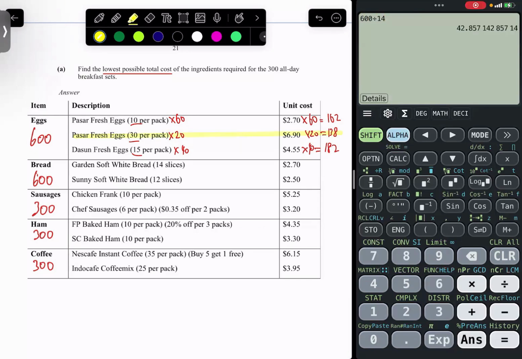If we buy 14 slice, we need to buy 43 cents. Okay, so 270 times 43. If we buy 12 slice, we need to buy 50 cents. So 270 times 43, we'll get 116.1. 250 times 50, we'll get 125. Okay, so for the bread, we'll choose this bread.